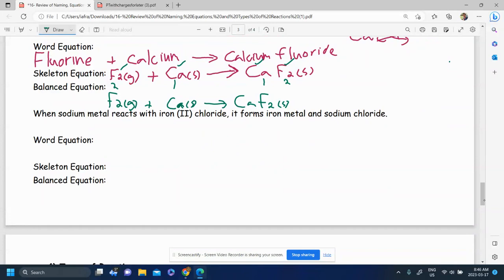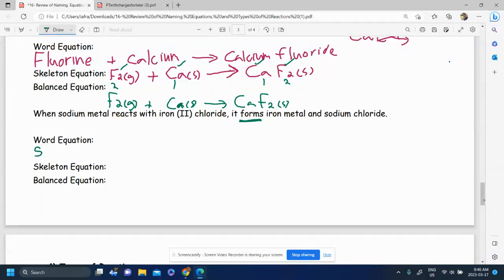Sodium metal reacts with iron 2 chloride, and when it does that, it forms iron metal and sodium chloride. So when sodium metal reacts with iron 2 chloride, it forms iron metal and sodium chloride.